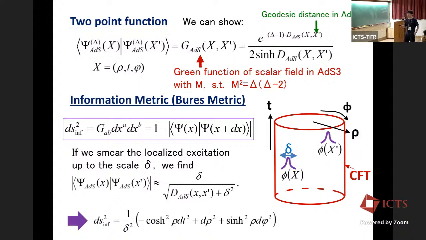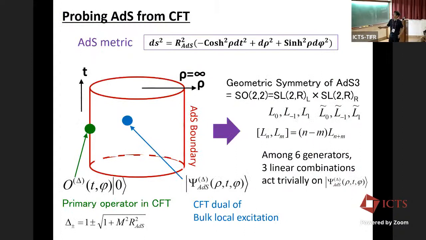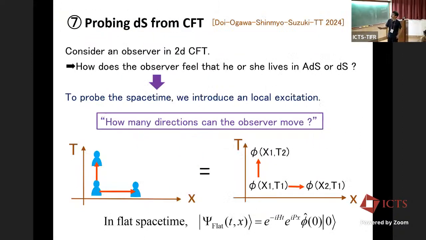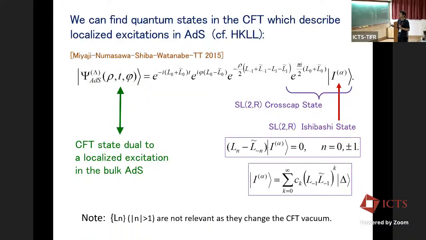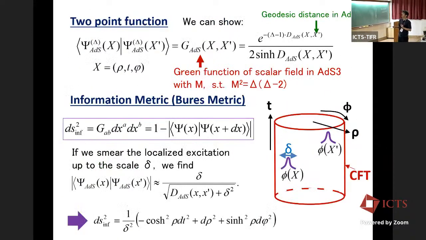So that means that we can understand this kind of probing of space-time-like structure. The distinguishability of two different states actually gives distance, basically. So that's a nicely reproduced AdS.